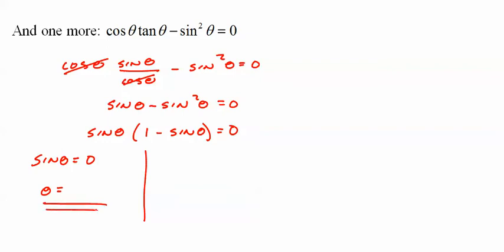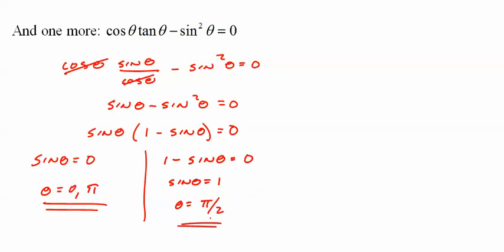I screwed this up last time I did it. 0 and 180 degrees. Rats. Let's put it in radians. 0 and pi. 1 minus sine of theta equals 0. Sine of theta equals 1. Theta equals pi over 2. That's right, I can't underline these. Put my final answers in blue over here.